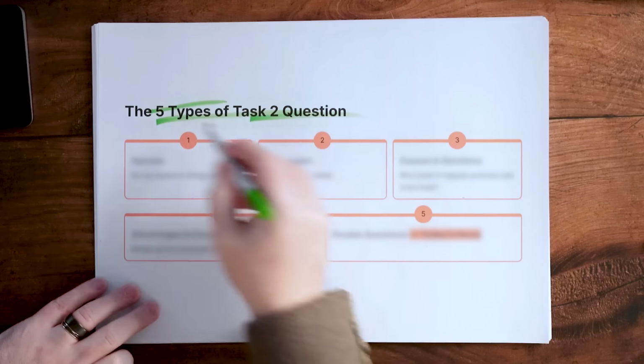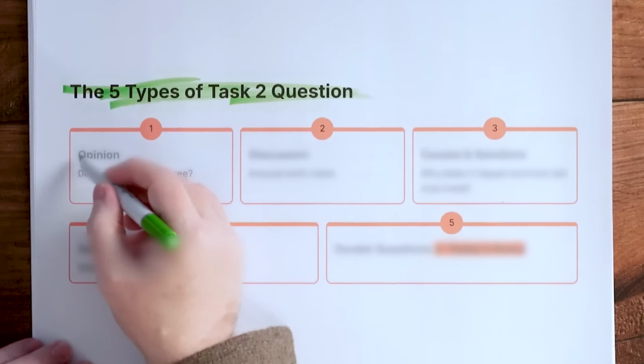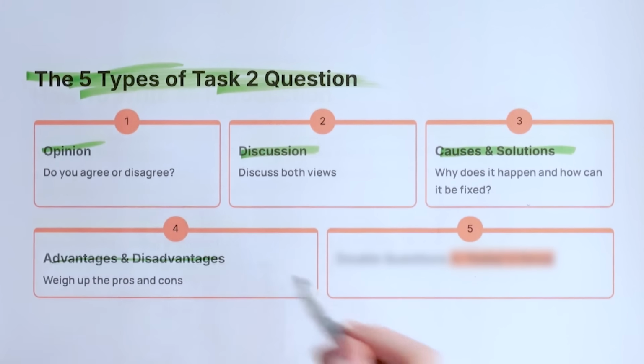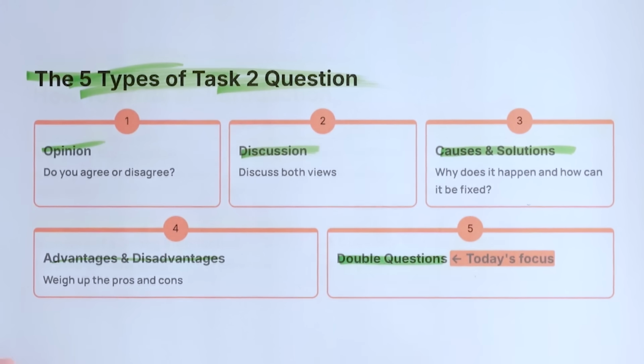So the first thing we need to talk about before we get into everything else is that there are actually 5 types of Task 2 questions. There are opinion questions, discussion questions, causes and solutions, advantages and disadvantages, and what we're going to work on today, which are double questions. Most of the stuff that we're going to be working on today does apply to the other types of questions, and don't worry, later on in the lesson, we will give you the structures for all the other types and show you exactly what to do. But first, let's focus on double questions.